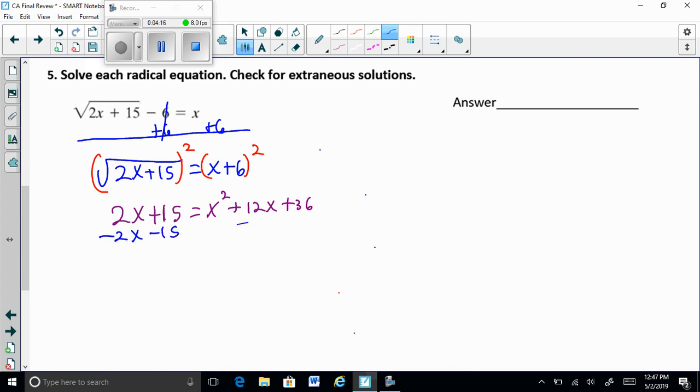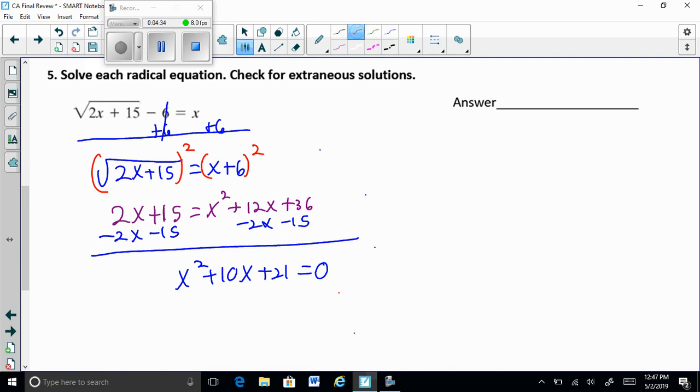So that's what we're going to do here. So we're going to subtract 2x and 15 from both sides. So we end up with x squared plus 10x, and then let's see, that would be a 21. So plus 21. I'll put the 0 on the right side. That's just personal preference. All right, so then this factors into x plus 7, x plus 3. So my 2 proposed solutions are negative 7 and negative 3.